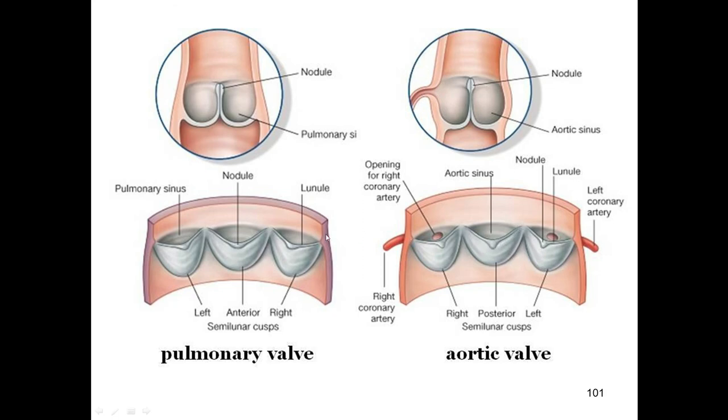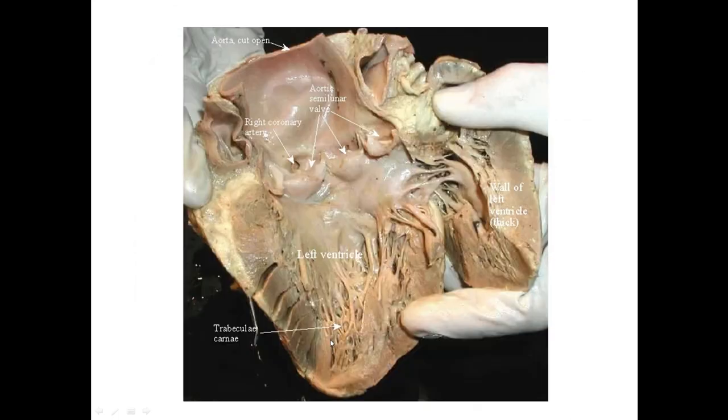Likewise, also for the pulmonary valve, there are three cusps. The center point is known as the nodule, and extending from that is the lunule. Pulmonary as well as aortic valves. So you can see the aortic semilunar valves.